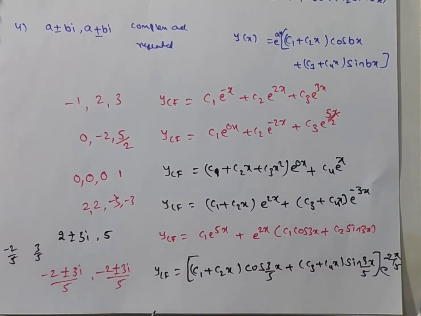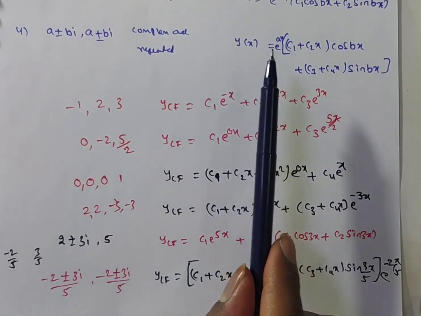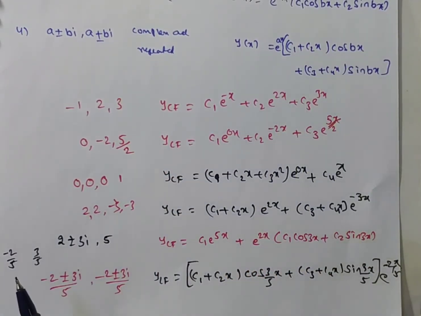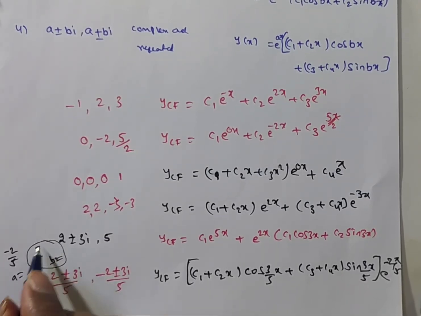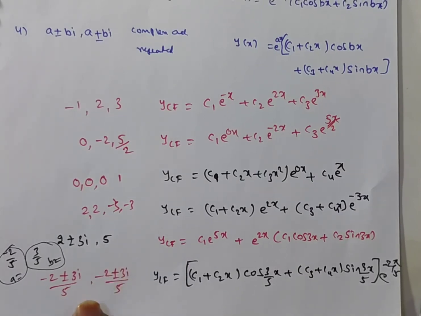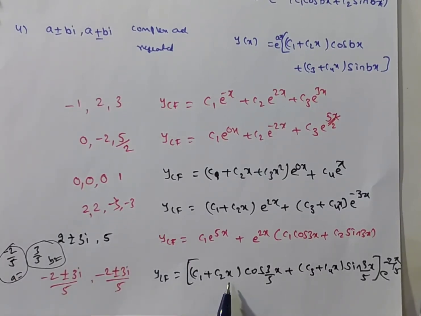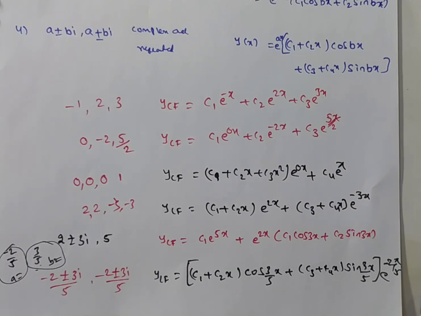Now I am repeating again. Whenever the complex roots are repeated, in this case we write e power ax into c1 plus c2x into cos bx. So a is minus 2 by 5, and b is the imaginary part, that is 3 by 5. Now e power ax into c... here the roots are repeated. So c1 plus c2x into cos bx plus c3 plus c4x into sin bx. Is it clear for everyone how to write the complementary function?